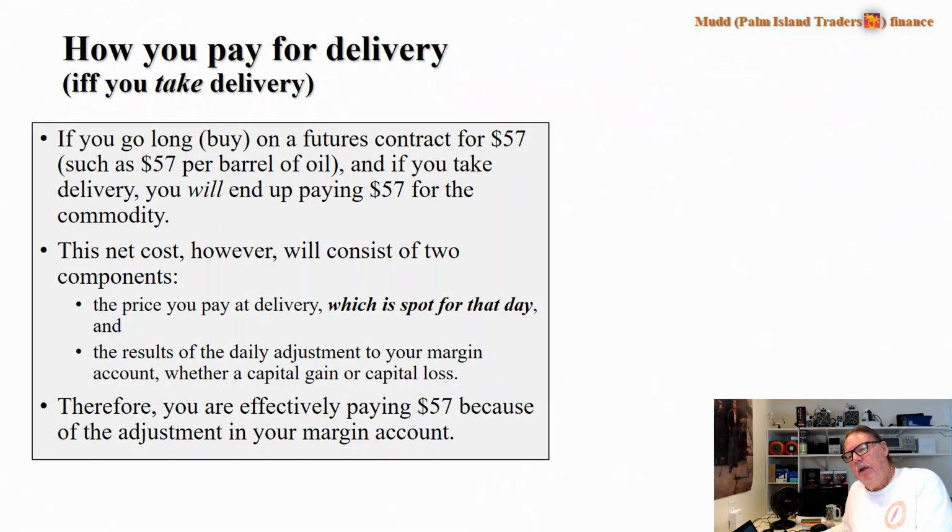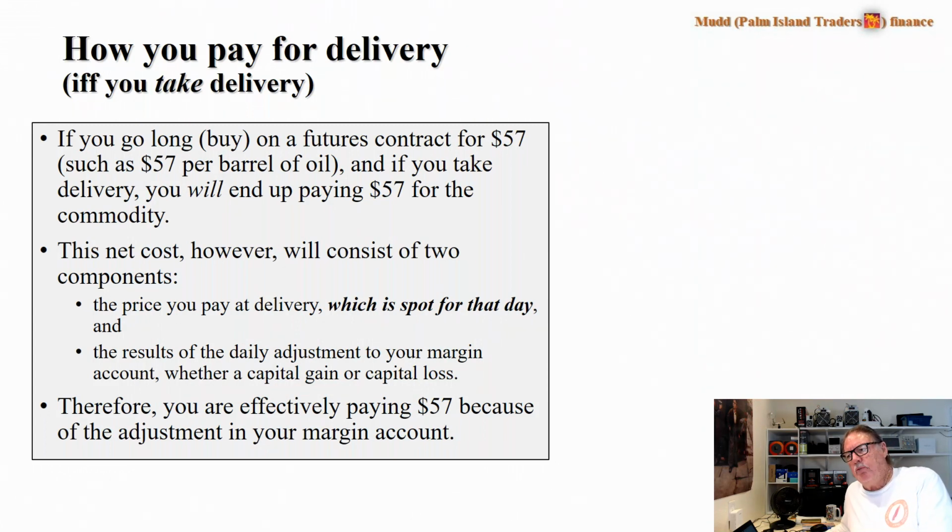Now, how do you pay for delivery? This is a little bit complicated too. As often as not, you don't, because everyone's trading these smaller contracts with no delivery. But if you do go long on a futures contract for $57, such as $57 per barrel of oil, if you take delivery, you will end up paying $57 for the commodity. But it's a little subtle as to how that happens.